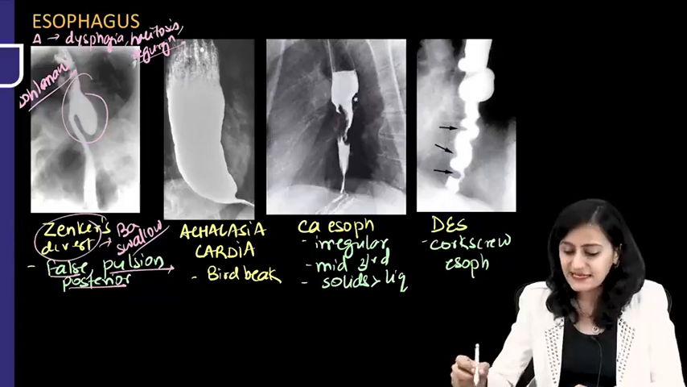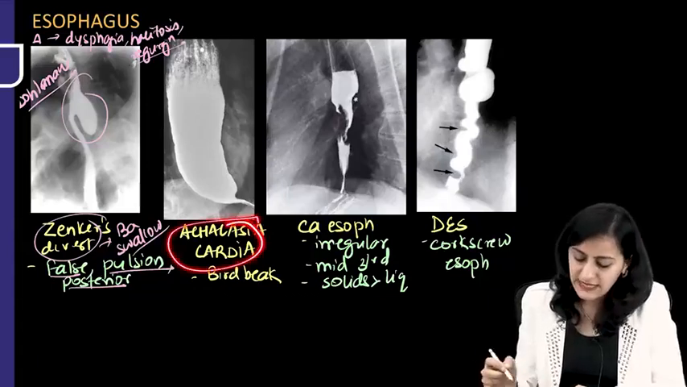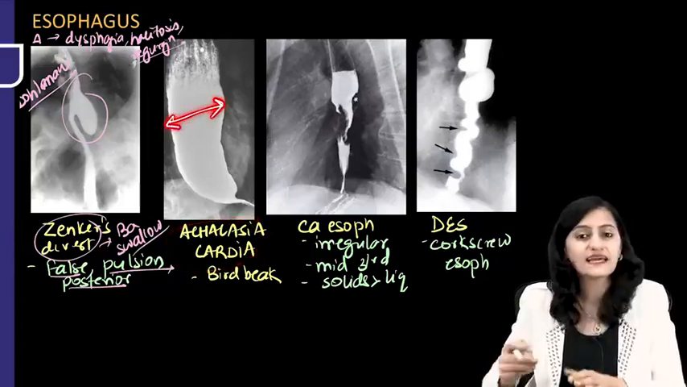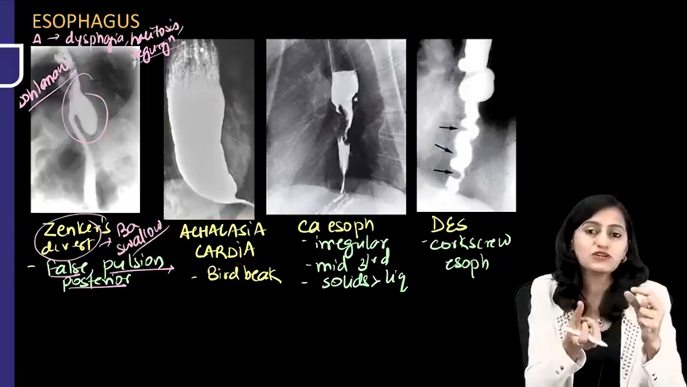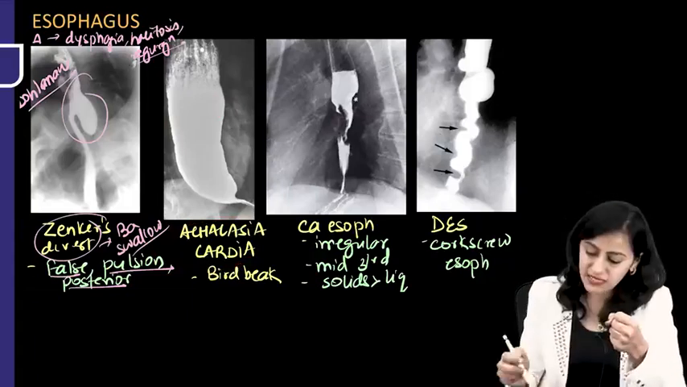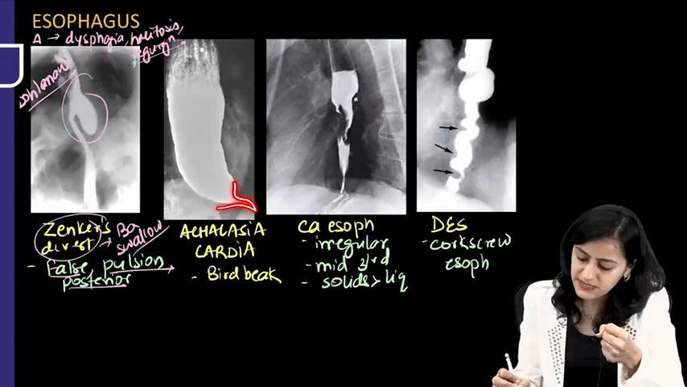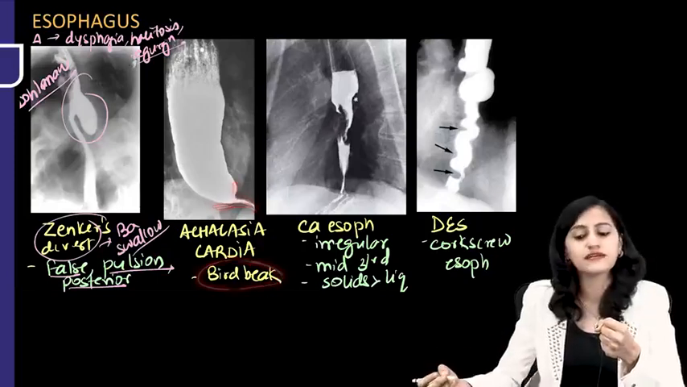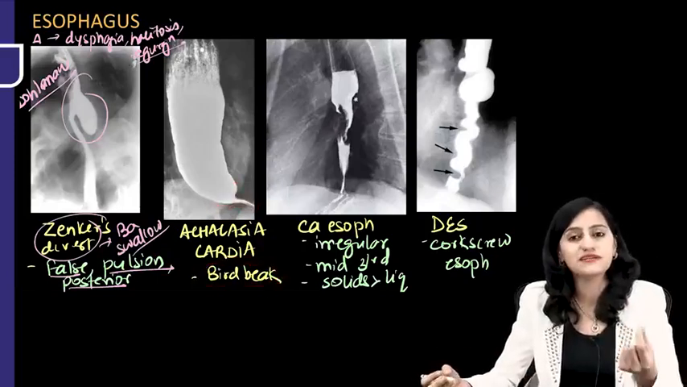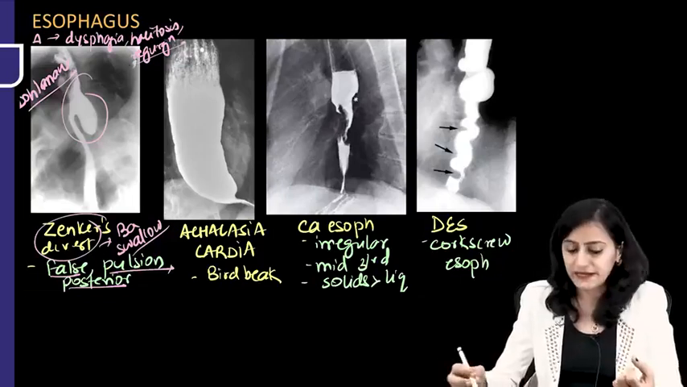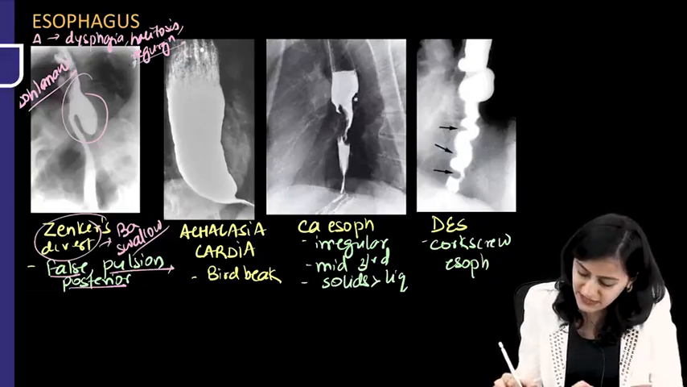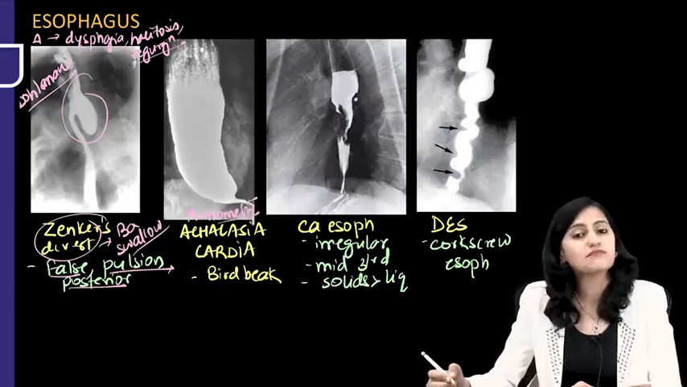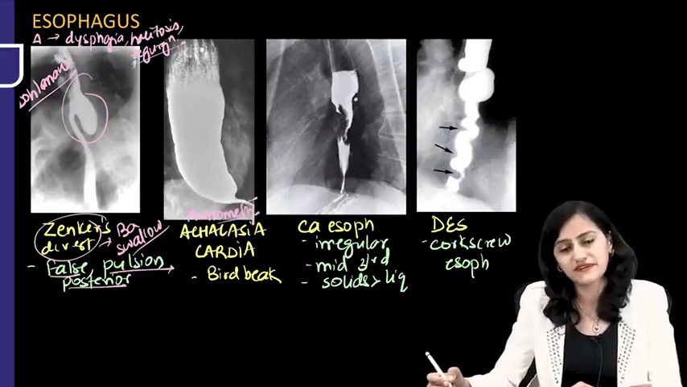Next we have achalasia. What you are seeing in achalasia cardia is a massively dilated esophagus, because the lower esophageal sphincter is contracted, and that gives the bird beak sign. The contracted lower esophageal sphincter gives the bird beak sign, achalasia cardia. What is the gold standard investigation? The gold standard investigation is manometry.